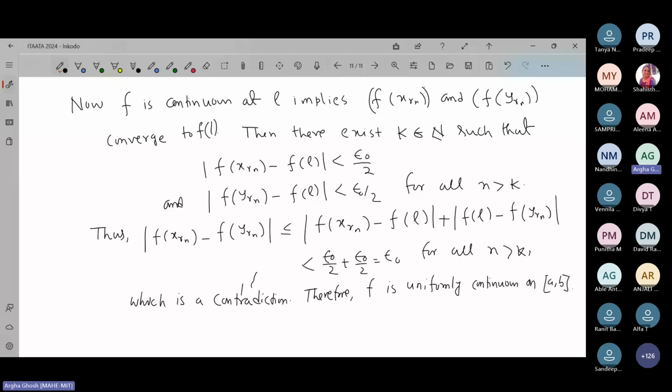Okay. So please write that as a note. I'm not writing it. So if we have a compact set and if we have a function defined on that compact set, then it is uniformly continuous on that set.